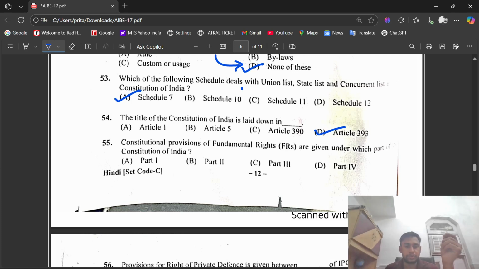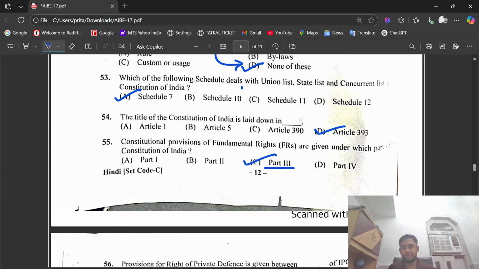Now, question number 55. Constitutional provisions of fundamental rights are given under which part of the Constitution of India? Obviously, part 3. Its right answer is option C, part 3.